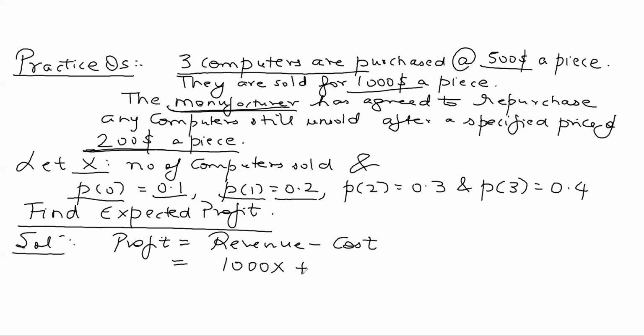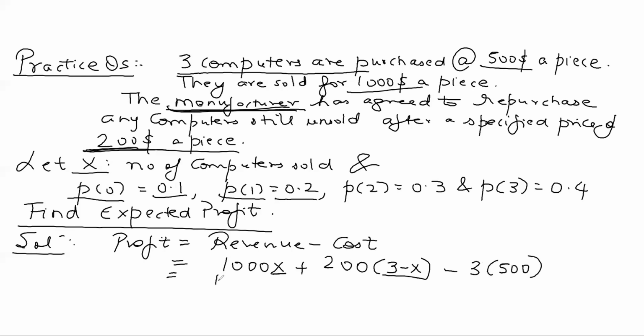and there are some that are unsold. How many are unsold? 3 minus X are not sold. Guys, there are 3 computers. Out of 3 computers, if X computers are sold in the market, how many are unsold? 3 minus X. Who will buy them? The manufacturer. And what is the price the manufacturer is willing to pay? $200. So this will be 200 into 3 minus X. This is my revenue. And what is my cost? I have bought 3 computers for $500 a piece.